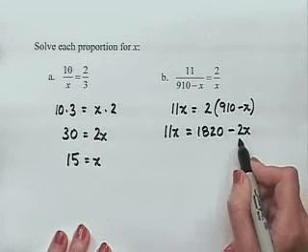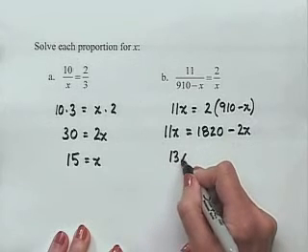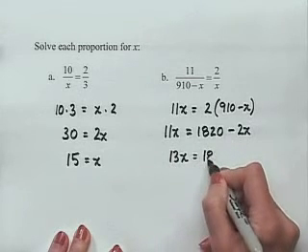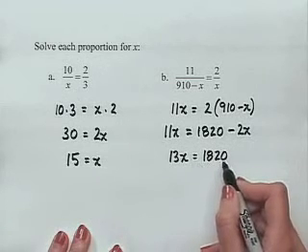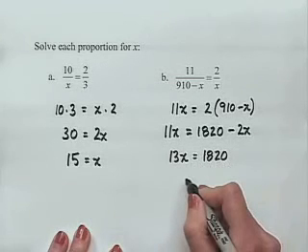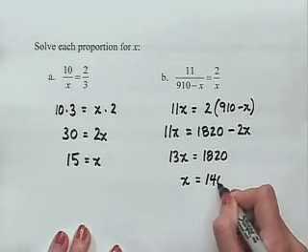We can now add 2X to both sides of the equation. That's going to give us 13X equals 20. And then we'll divide both sides of the equation by 13. And you could do this by hand or using a calculator to come up with our answer of X equal to 140.